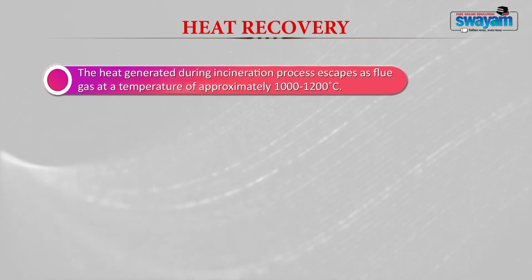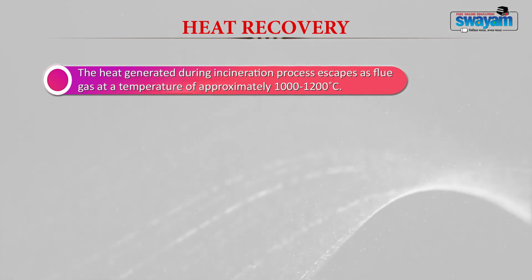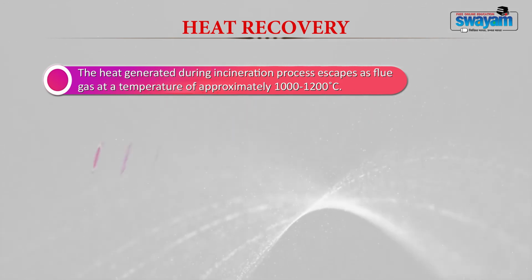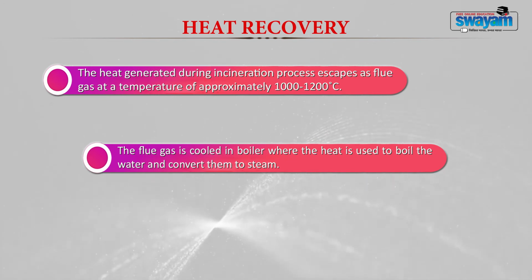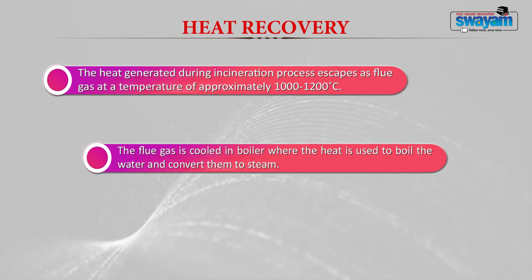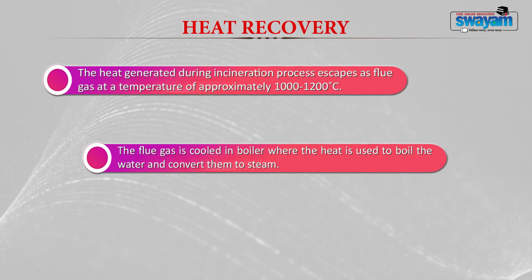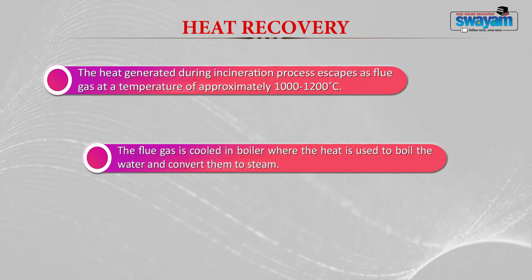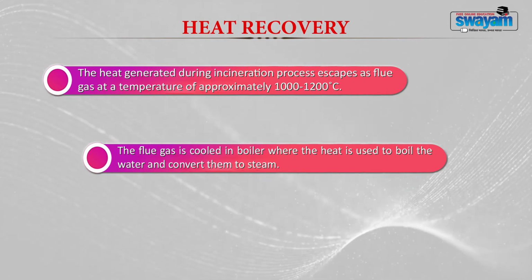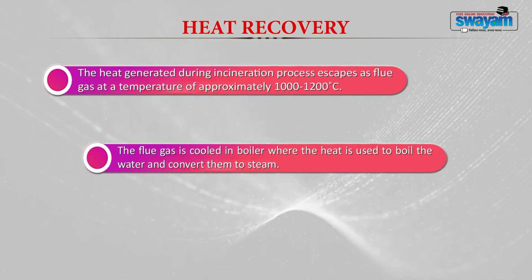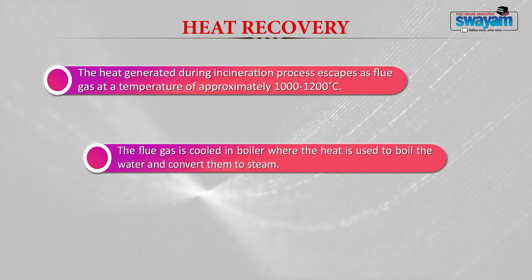Now, the heat generated during the incineration process escapes as flue gas at a temperature of around 1000 to 1200 degrees Celsius. This flue gas is cooled in a boiler, where the heat is used to boil the water, which gets converted into steam. This steam has the potential to rotate the turbine, and through the turbine electricity is generated.